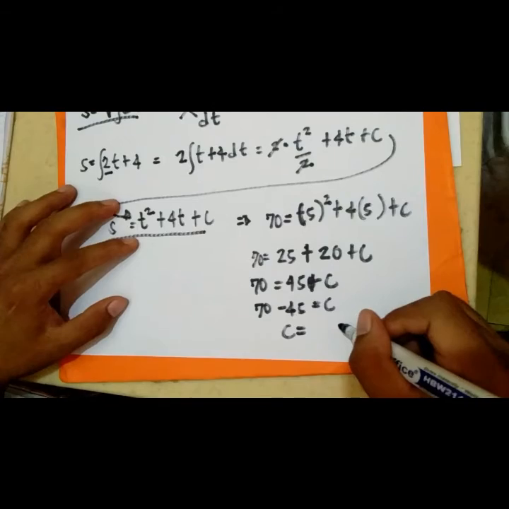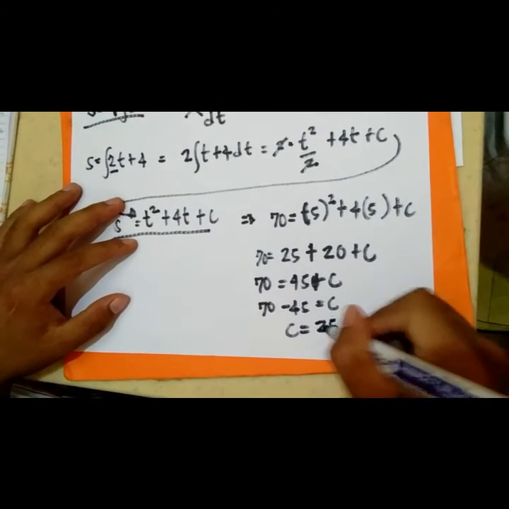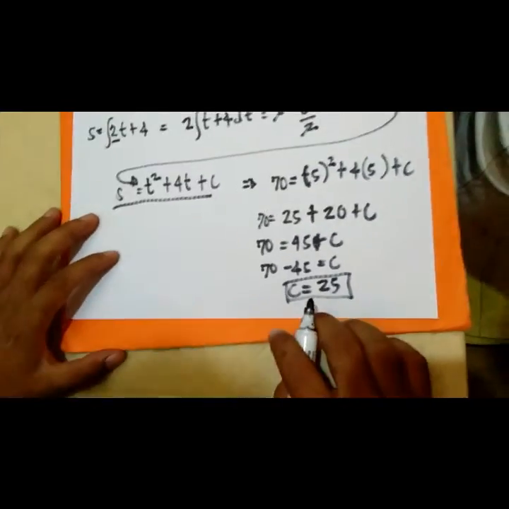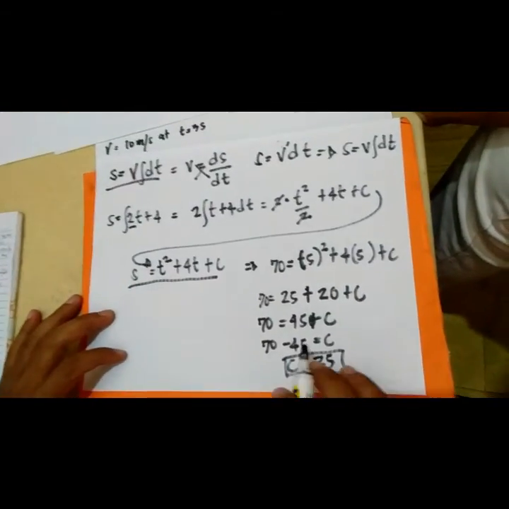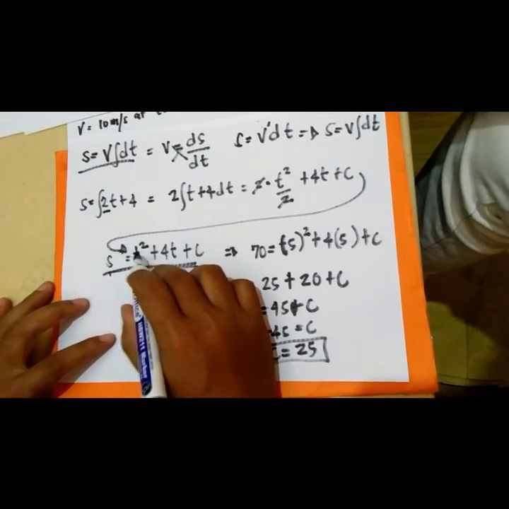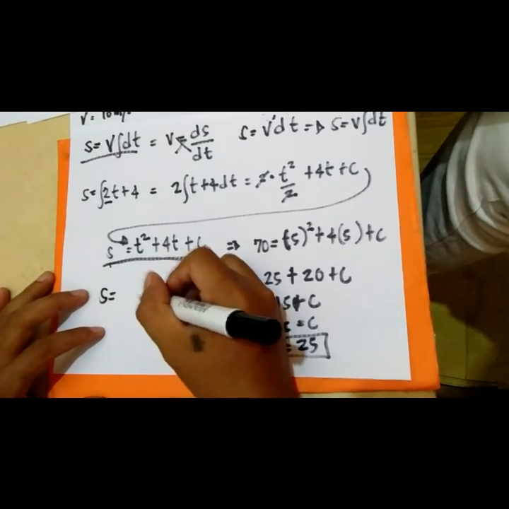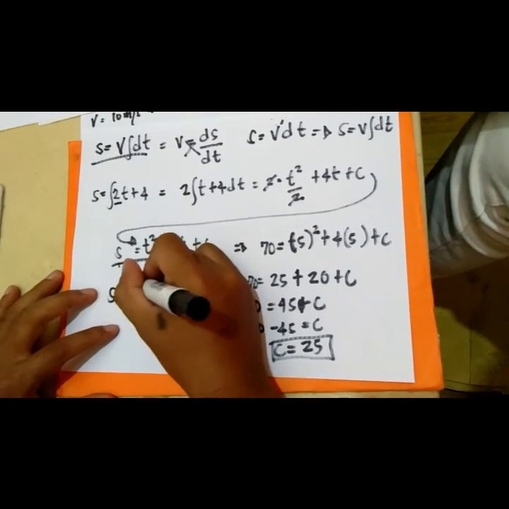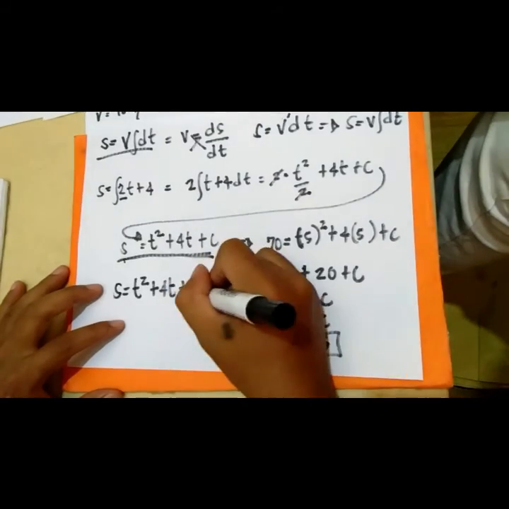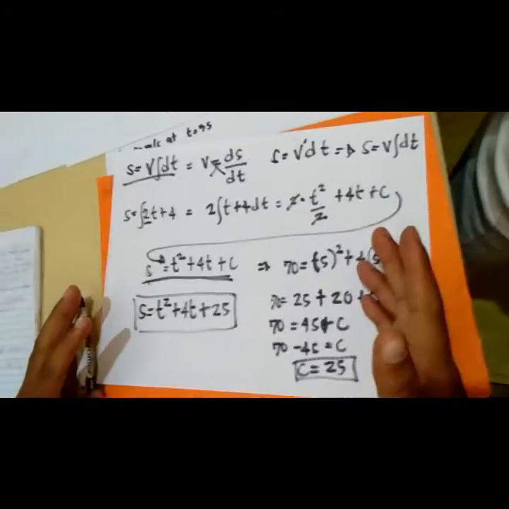So c now equals 25. We now have the value of c, which is the constant of integration. So we will substitute this c into the equation of the motion, t squared plus 4t plus c. So our equation of the motion is t squared plus 4t plus 25, where 25 is the c. And there you go. We are now finished.